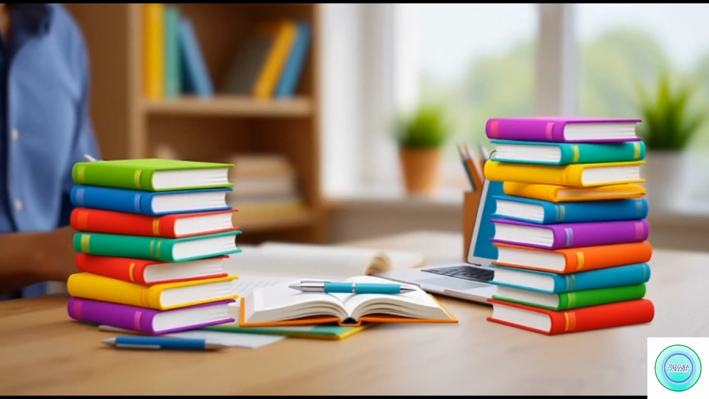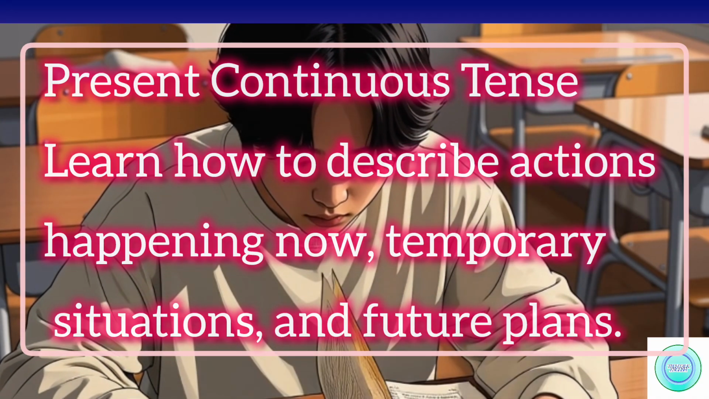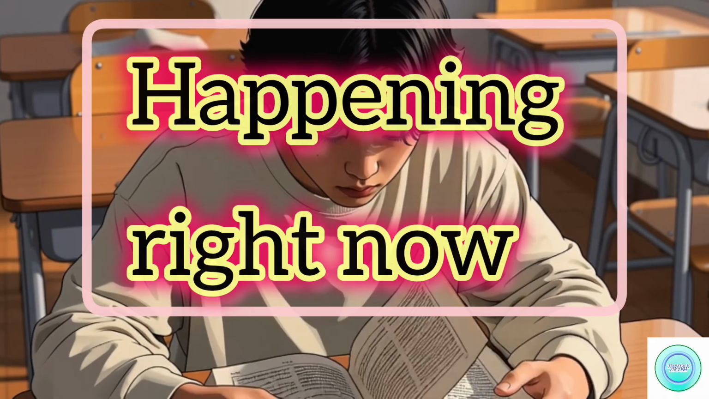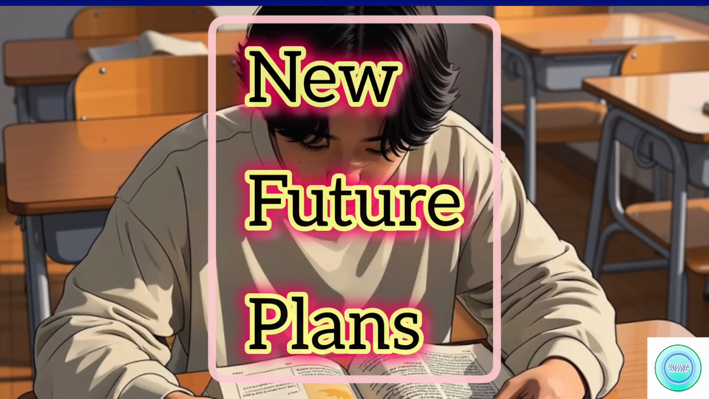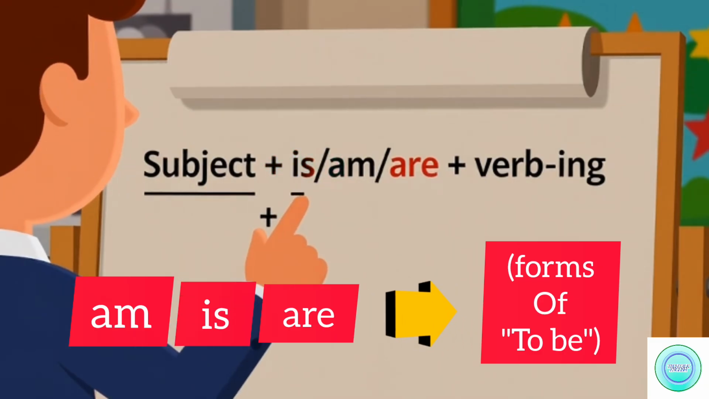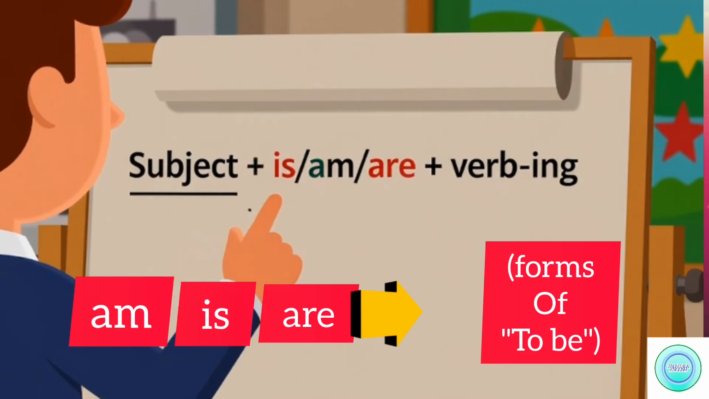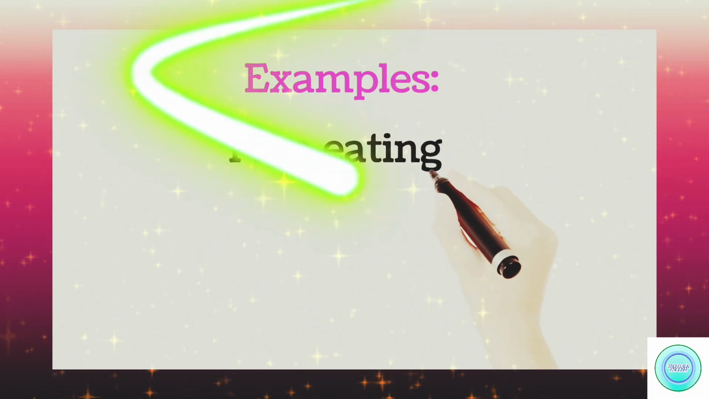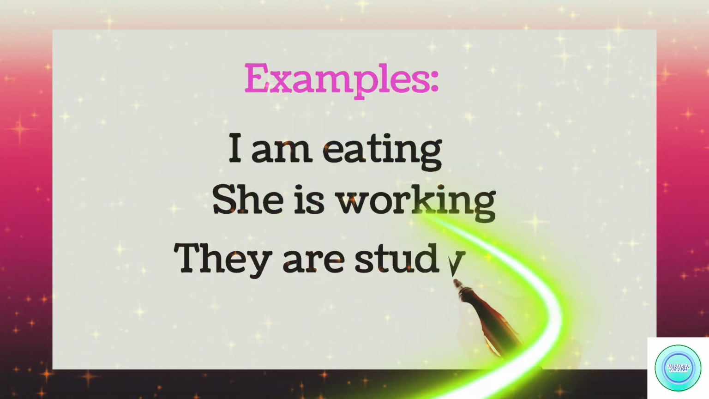Let us begin. The present continuous tense is used to talk about an action that is happening right now, at the moment of speaking. The structure of present continuous tense is very simple. That is, subject plus is or am or are plus verb plus ing. For example, I'm eating, she is working, they are studying.